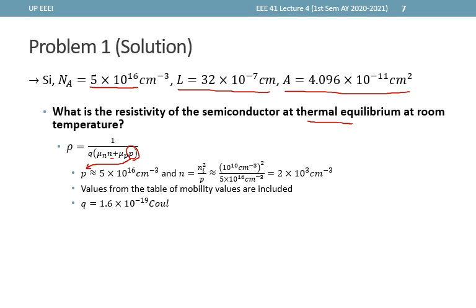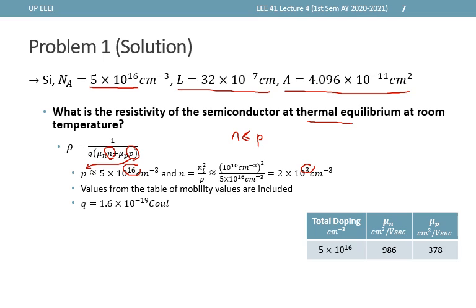So we note here that n is actually very small relative to p: 10 raised to 3 versus 10 raised to 16. So we already have the values for n and p. The next is mobility. The values for mobility for the doping of 5 times 10 raised to the 16 are included here for our use. And then Q is just a constant, 1.6 times 10 raised to minus 19.